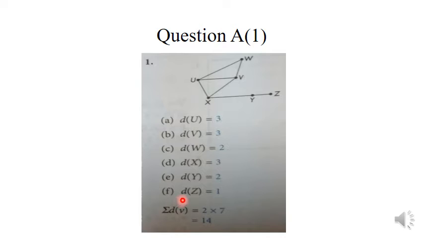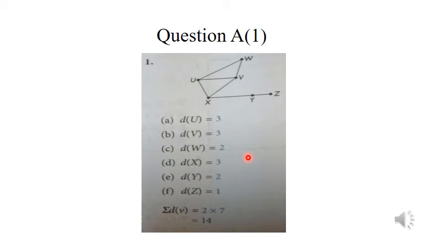Last one, degree of vertex Z. Vertex Z, how many edges from vertex Z? Z, Y. Only 1 edge. That means the degree for vertex Z is 1. So you write 1. Okay, next.